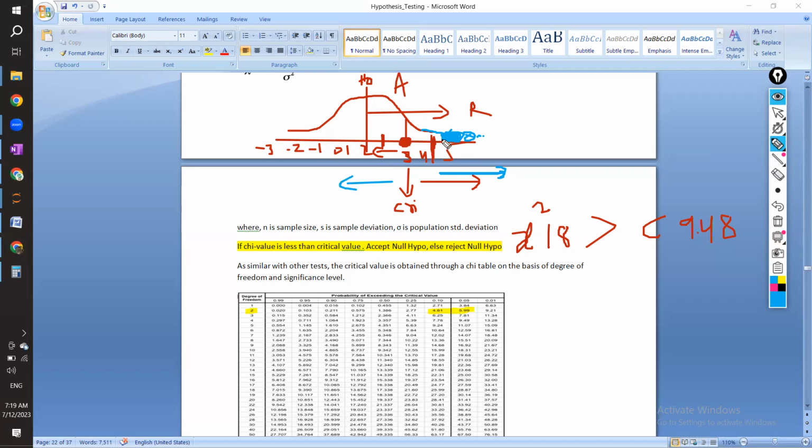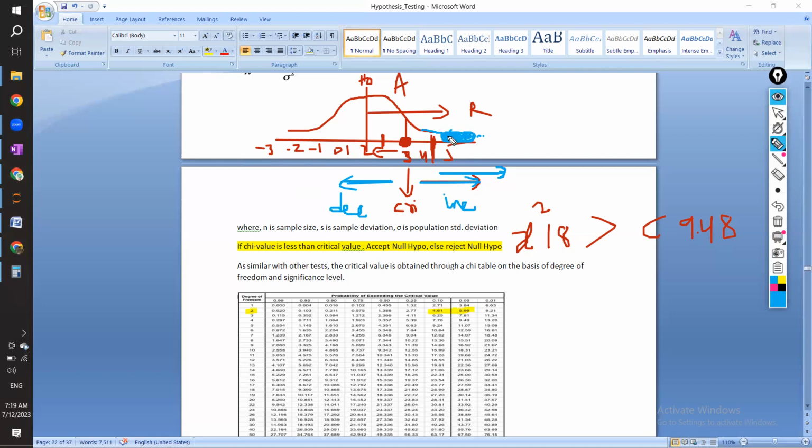Value is on the x-axis, and area is this proportion. If the value is decreasing, we are moving to the left side, because the values to the left are decreasing: 2, 1, 0, -1. And if the value is increasing, you are moving to the right side, because 4, 5, 6, we are moving this side. But for area, it is the opposite.